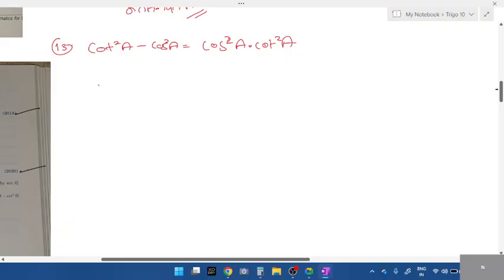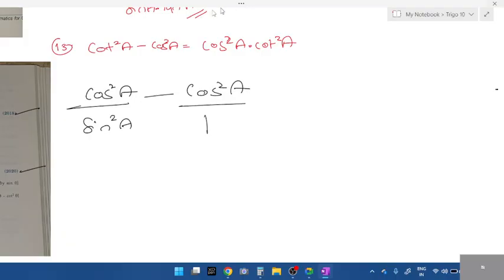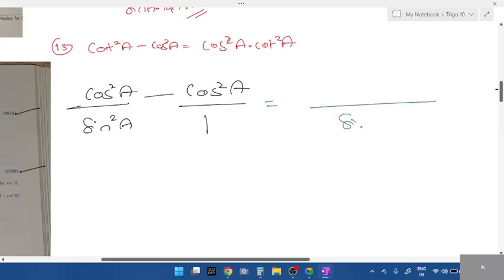Cot square on the left hand side, I'll do it directly. Cot is equal to cos square divided by sin square minus cos square. Are the denominators same or different? Both are different. What did I tell you all? If they're different, you have to multiply. Yeah, multiply, right? It is the cross multiply. See, 1 into cos square A doesn't make any difference. It's just cos square A. Minus. What is cos square into sin square?